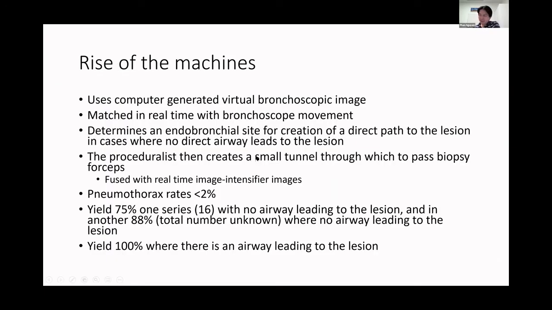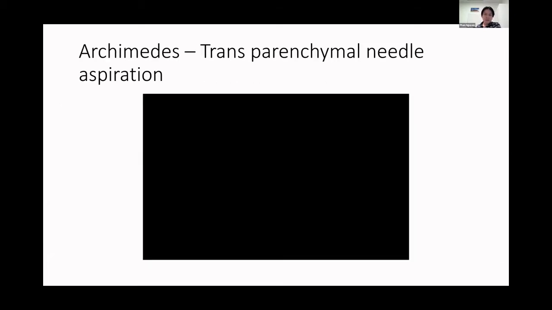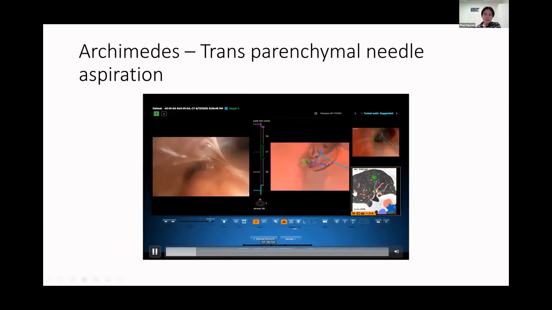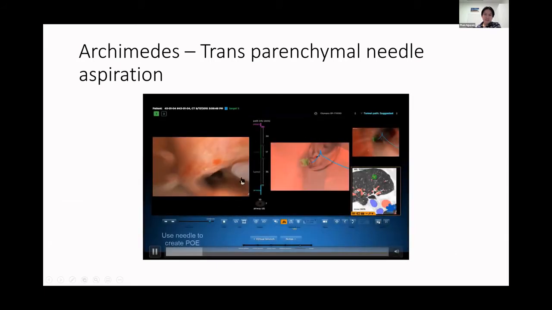I've only got 1 minute left here, so I'll just quickly cover some machines which are now coming into place. One is the robotic bronchoscopes, and two is also Archimedes. Archimedes uses software to create a tunnel so you can go across the lung to get to a lesion. It uses a map to show you where the spot is. Then if there's no direct airway, you create your own airway to get into the lesion by putting a needle into the airway and dilating it with a balloon.